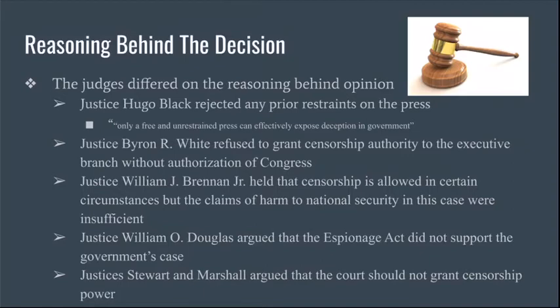Justice William O. Douglas argued that the Espionage Act did not support the government's case, and Justices Stewart and Marshall argued that the court should not grant censorship power at all.